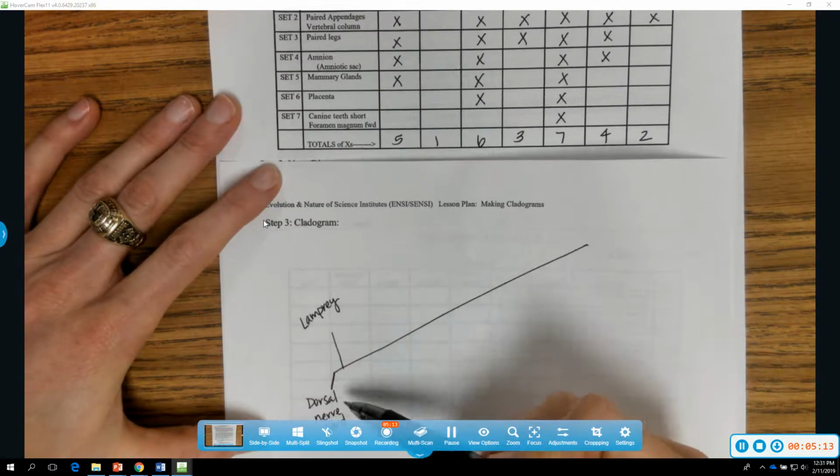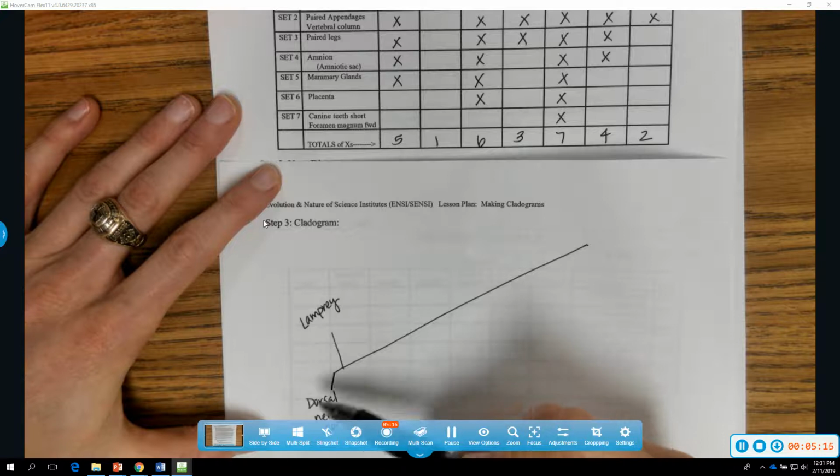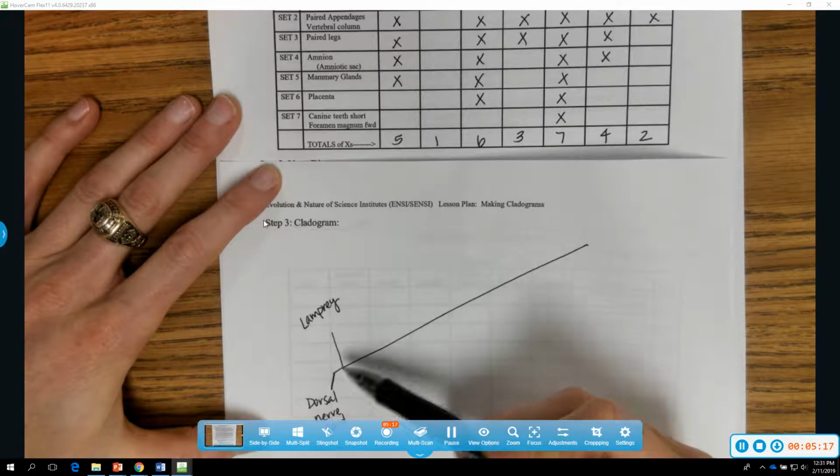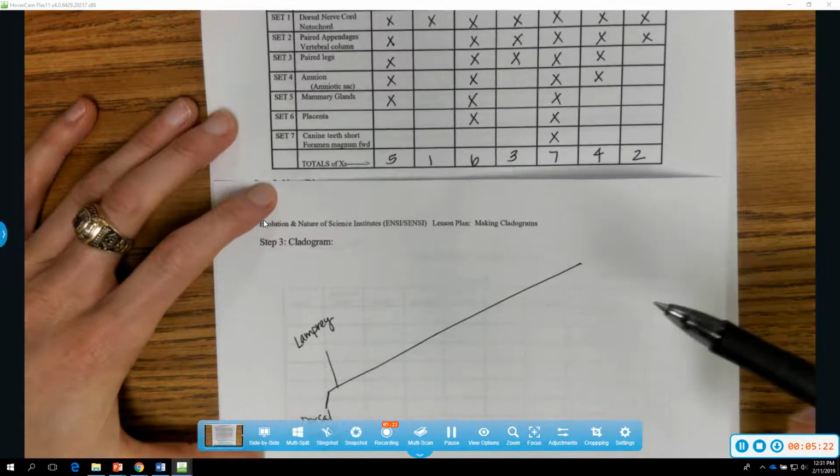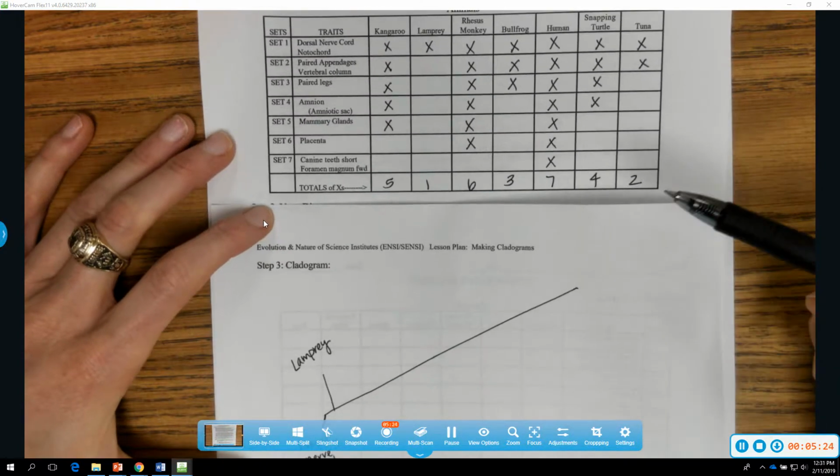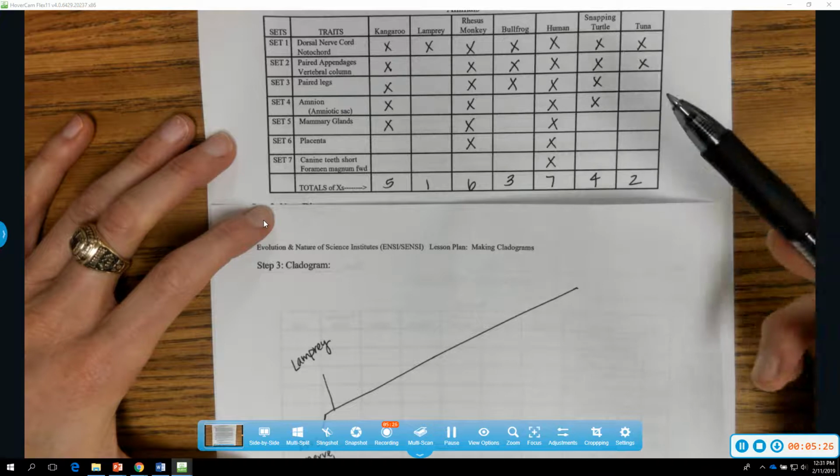So if you remember what we talked about earlier, if it has a dorsal nerve cord, it's going to be in front of that trait on the line. In this case, the lamprey is. Okay. My next organism is going to be the one that has two of the traits. So in this case, it's the tuna.